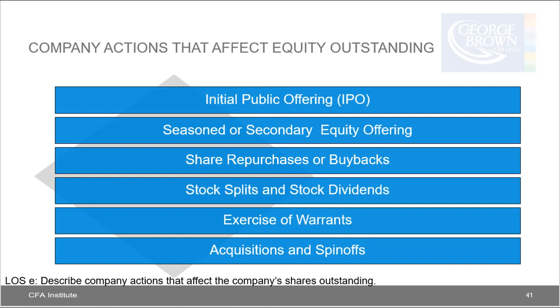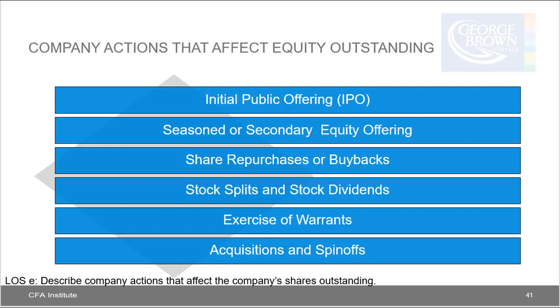Okay, we're down to the last learning outcome statement for this chapter. It's learning outcome statement E, which is describe company actions that affect the company's shares outstanding. And there's 6 things that we're going to be looking at here: initial public offerings, seasoned or secondary equity offerings, share repurchases or buybacks, stock splits and stock dividends, exercise of warrants, and acquisitions and spin-offs.